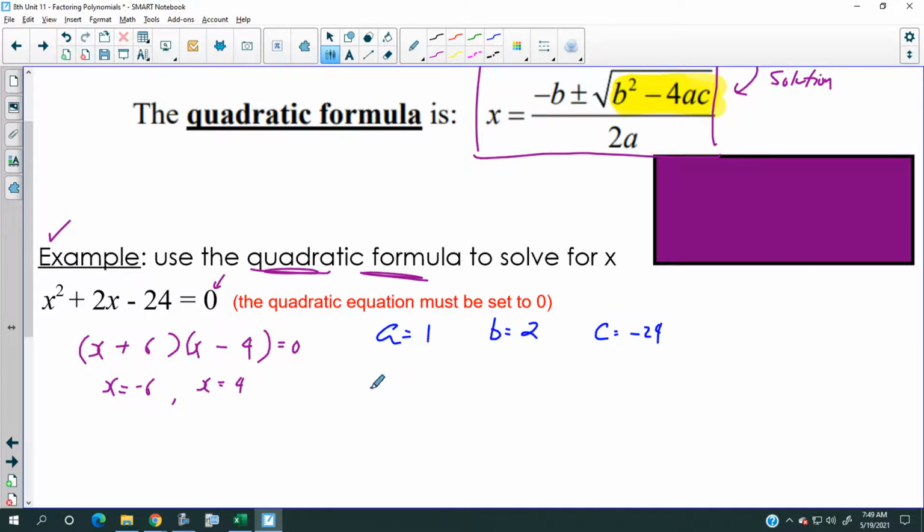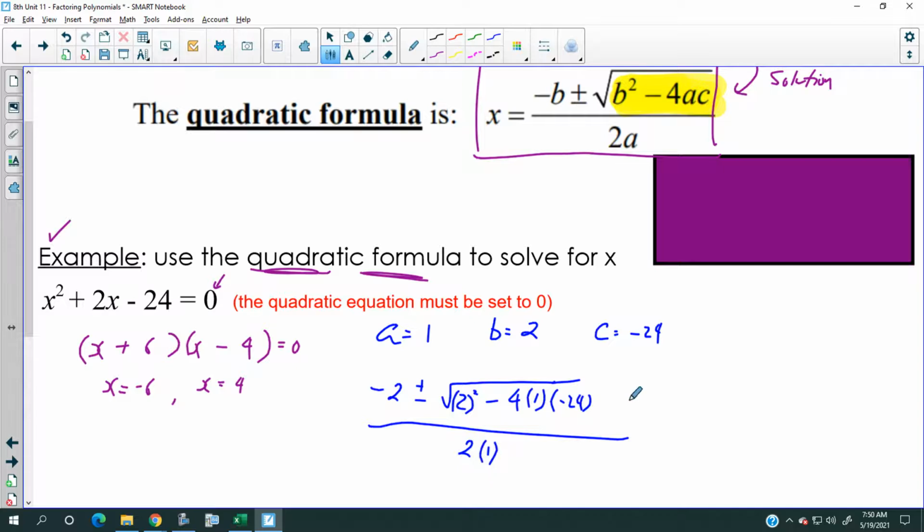So negative b, right? So negative 2 plus minus the square root of b squared, so that's 2 squared. Now, if it's a negative number, you know what? No, just put a parentheses around it, because I always do that, regardless of whether the 2 is positive or negative. Minus 4 times a times c, over, all right, sorry about handwriting, 2 times a, so 2 times 1, like that. Okay, and now you have a lot of work to do because you got to simplify all this stuff.